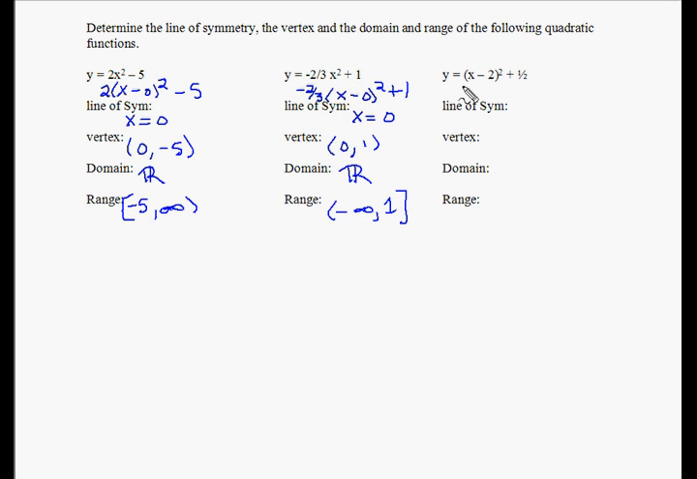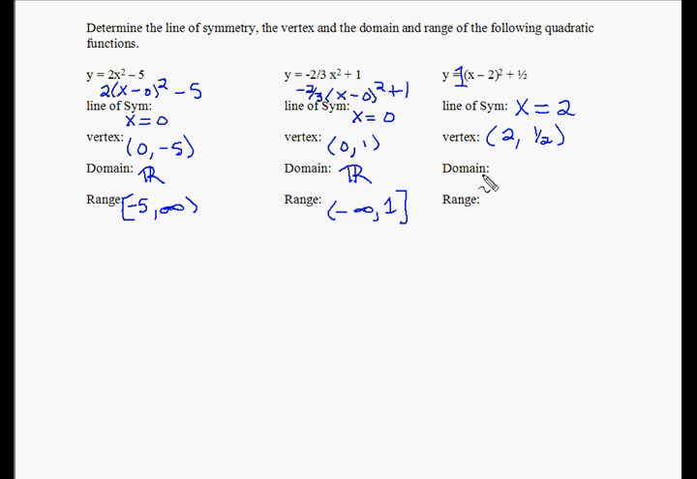Here's another equation. y is equal to (x minus 2) squared plus 1/2. So now what we're missing is that the leading coefficient is a positive 1. Our line of symmetry is x equals, even though this says negative 2, I like to say inside inverse. So I'm not going to use negative 2, I'm going to use positive 2. And the vertex is a point. It starts at positive 2 and it goes as high as 1/2.